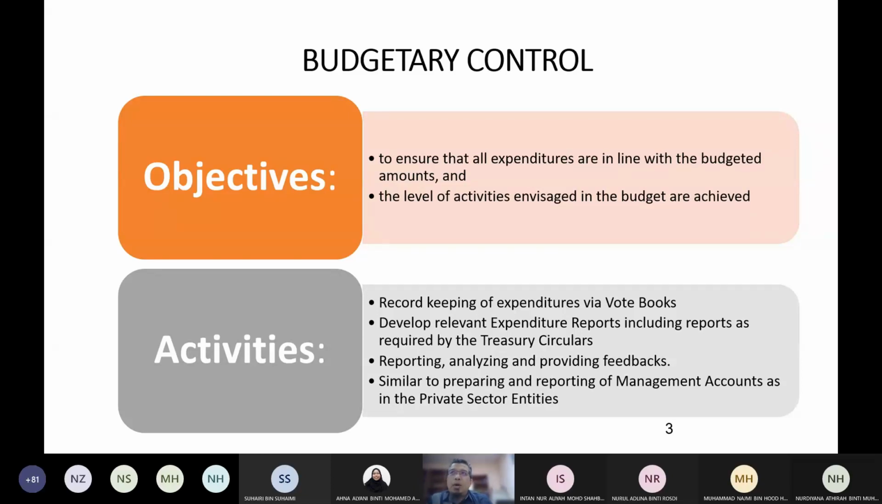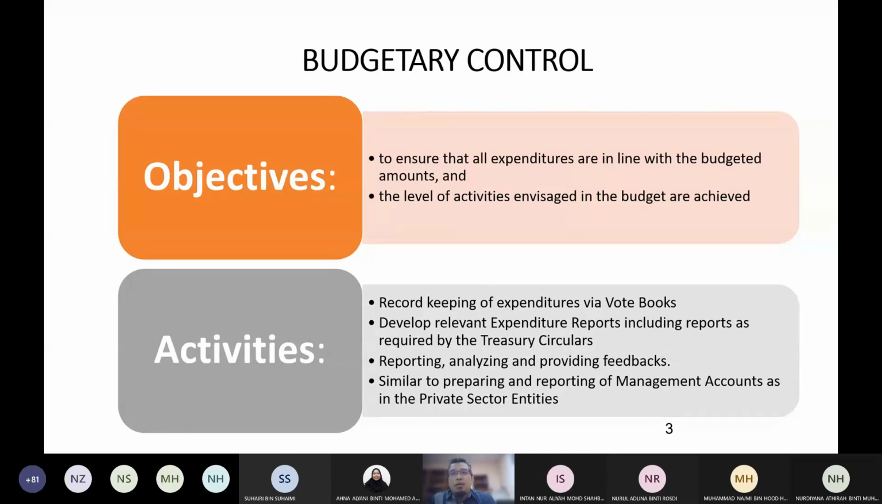So at this point, you should have a very clear idea, even for public sector or private sector organizations, generally the accounting system for management accounting and financial accounting can be a separate system.